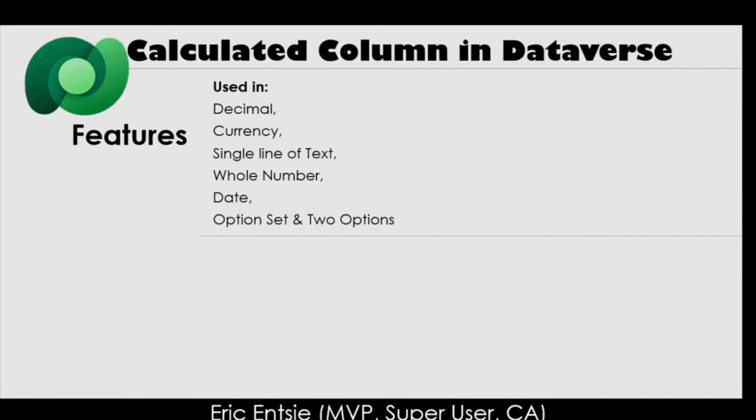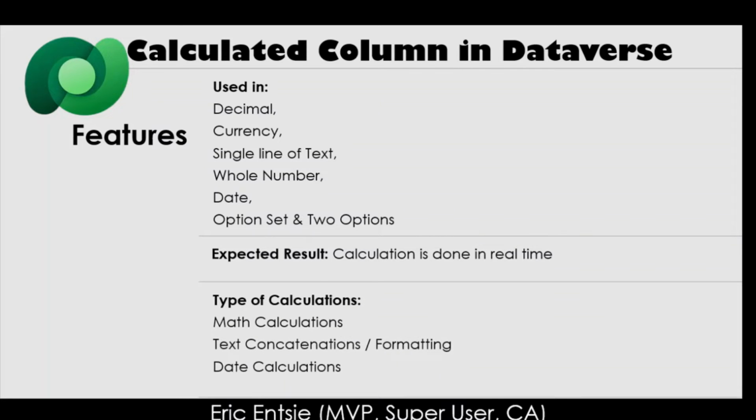So some of the features with the calculated column, they are available for decimal field. It's also available for currency, line of text, whole number, date, and then option set. The results of the calculated column are real time. And then some of the calculations, you can do math calculation, concatenations, and formatting. And you can also do some date calculation.